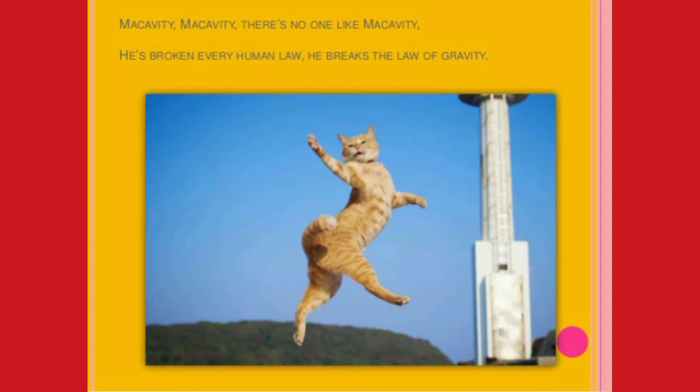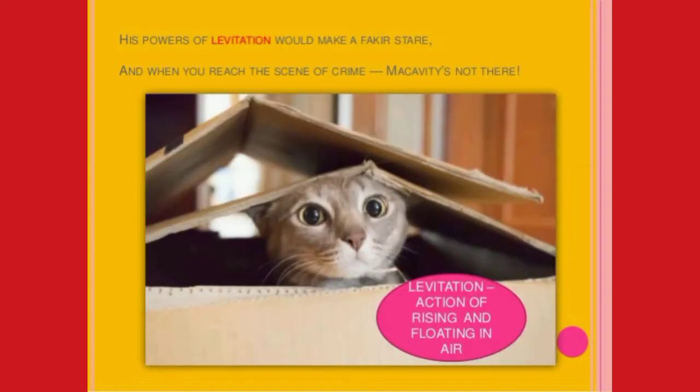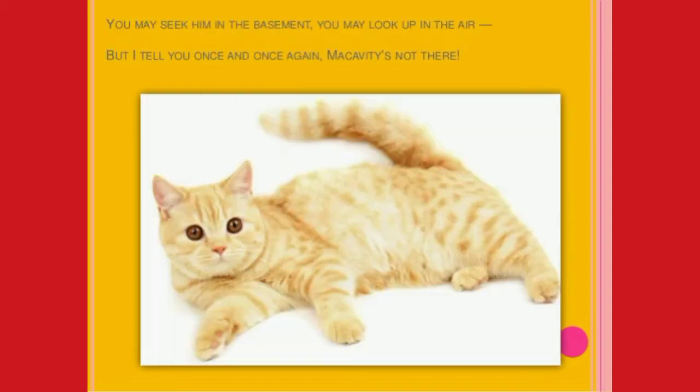Stanza 2. The poet describes how there is no one like Macavity. He has broken each and every law. He has even broken the natural laws like the law of gravity. It means that it was believed that he could float in the air without any support. Seeing him escape the crime scene, anybody would stare. Anyone could look for him in the sky or in the depths of the earth, but Macavity cannot be found.